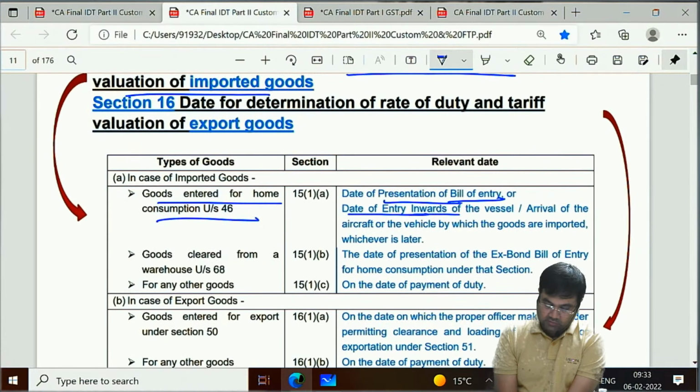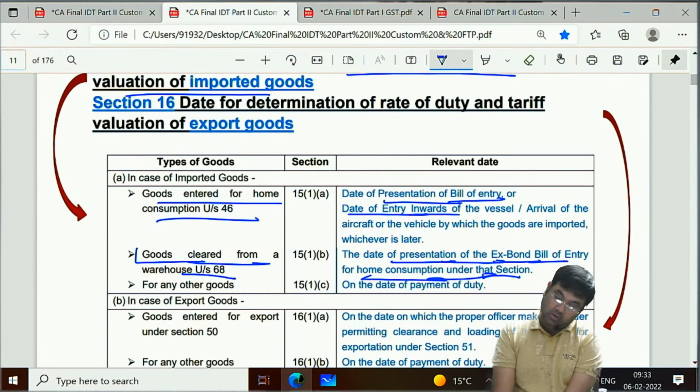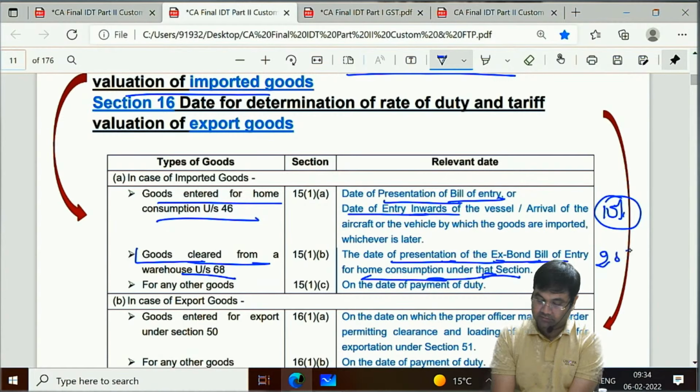But in case goods are deposited in a warehouse and later on cleared for home consumption, then what is going to be the date? The date of presentation of the ex-bond bill of entry for home consumption. Okay. So let's say when the officer ordered for warehousing, that day duty was 10%. Later on, government increased the duty on the goods to 20%.